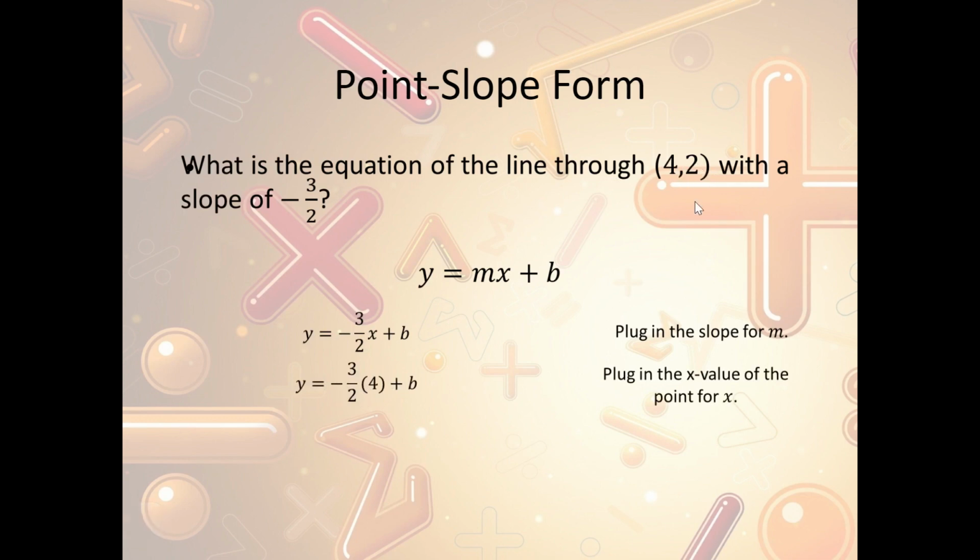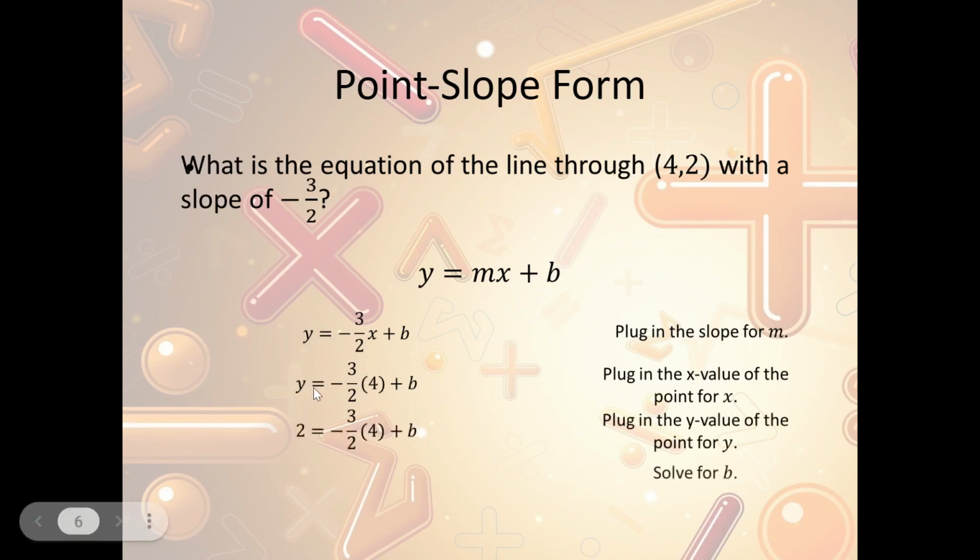Then we're going to plug 2 in for y, which is here. So it becomes 2 equals negative 3 halves times 4 plus b. Now we're going to go ahead and solve for b. So when we do this, we get negative 12 over 2, which is the same thing as negative 6. So 2 equals negative 6 plus b. We're going to add 6 to both sides to get rid of that 6, and we get 2 plus 6 is 8. So b is 8.